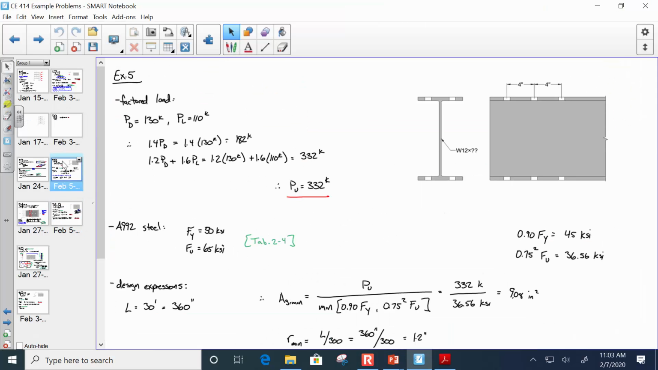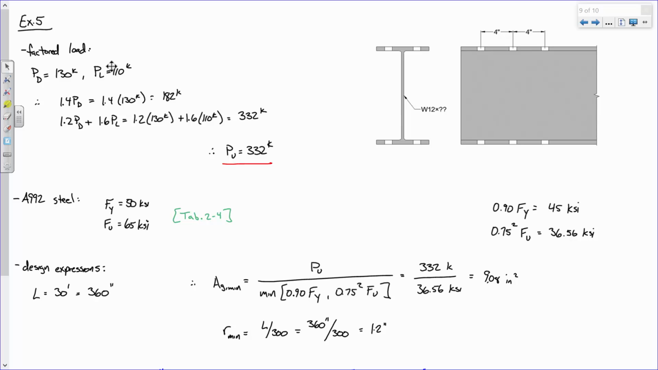And so here was the problem. First thing we did was factor the load. So we did 1.4 dead and 1.2 dead plus 1.6 live. 1.4 dead only governs when you have a lot of dead load. And to be clear, that can happen.